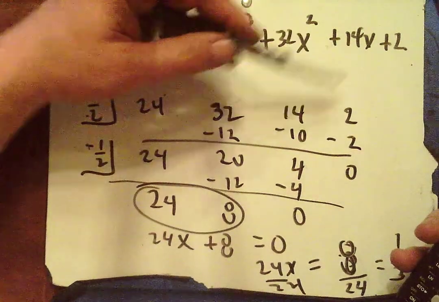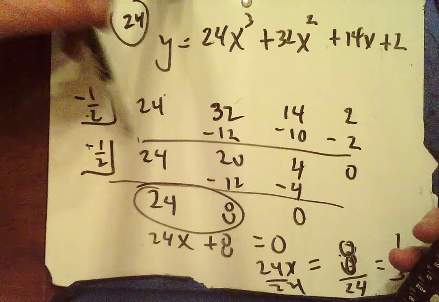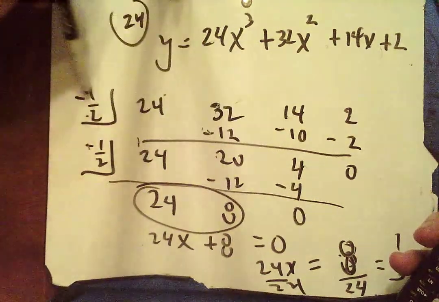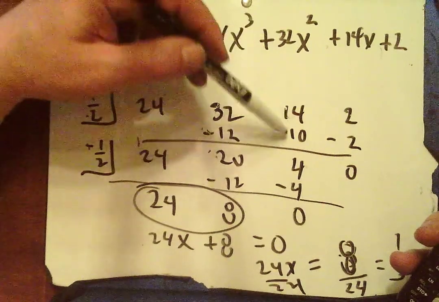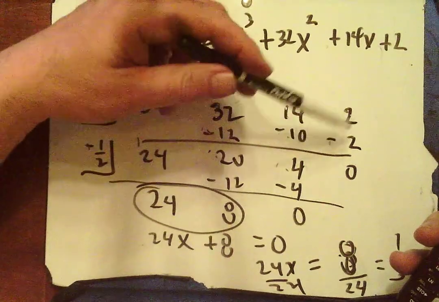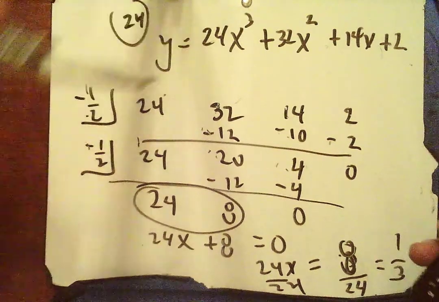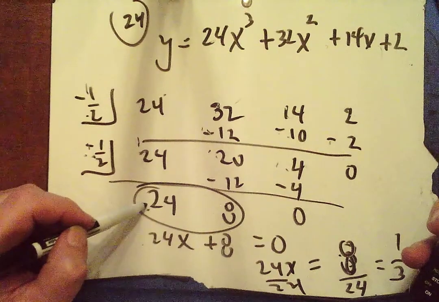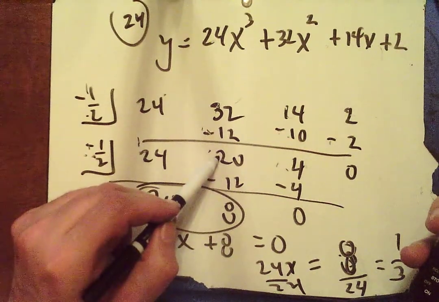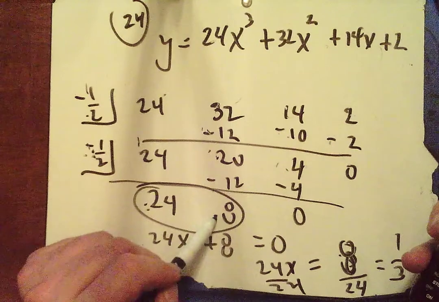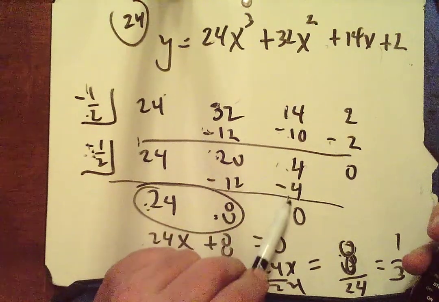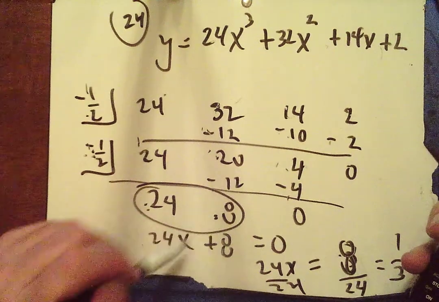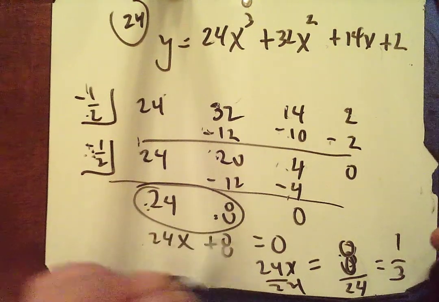24, 32, 14, 2. Remember 24, -1/2. That's good. That's 20. -1/2 times 20 is -10. I get a +4. I get a -2 and a 0. That's great. I do -1/2 again. I bring this down. -1/2 times 24 is -12. Plus 20 is 8. -1/2 is -4, and that is 0. But that's 24x plus 8, and that's going to be -1/3.